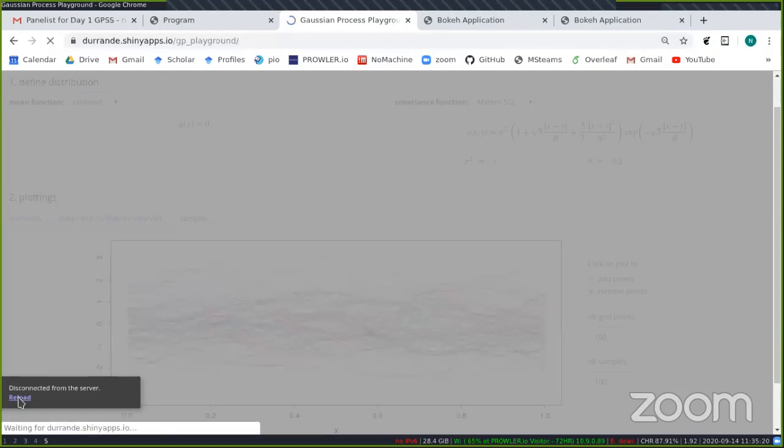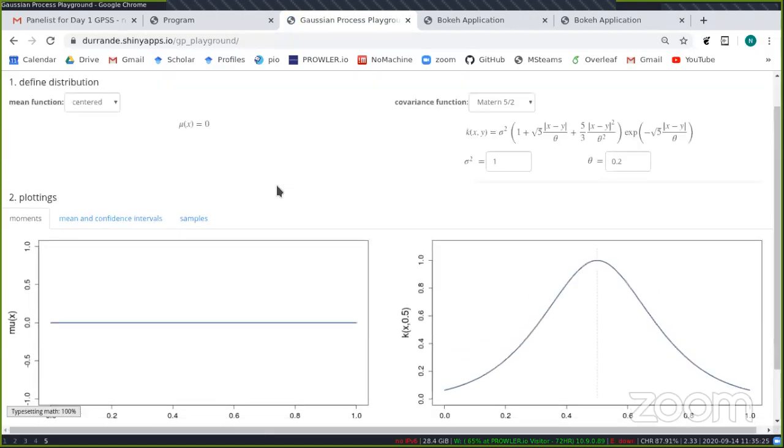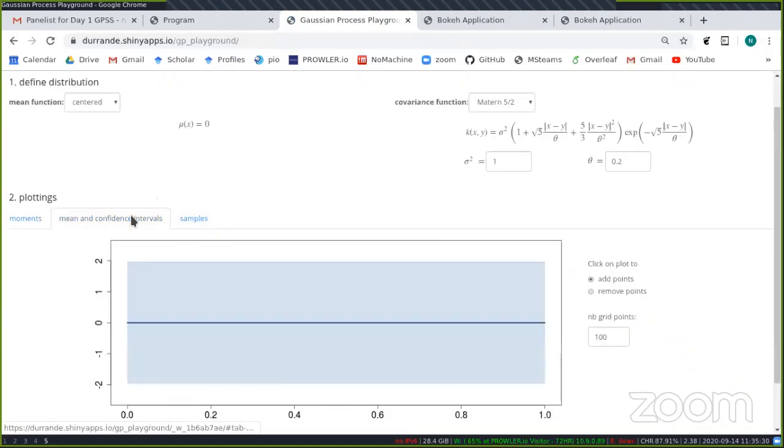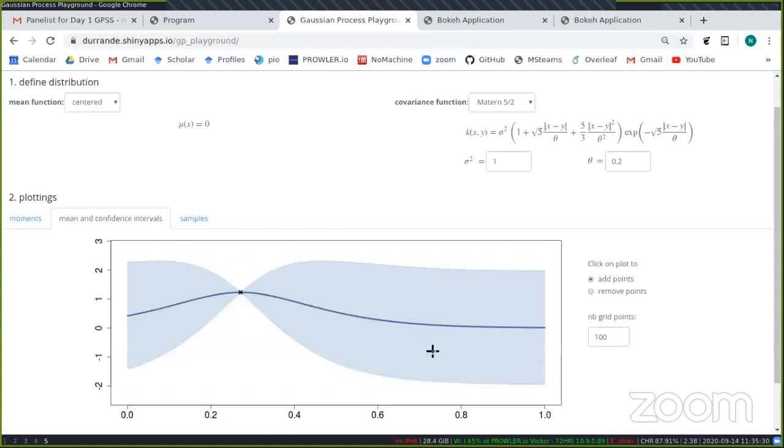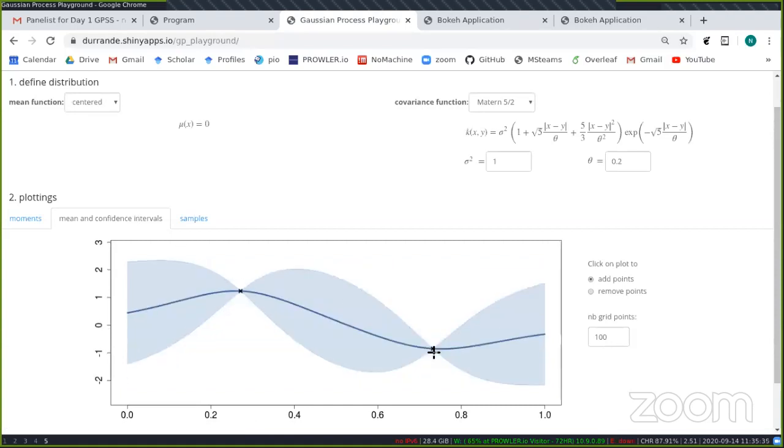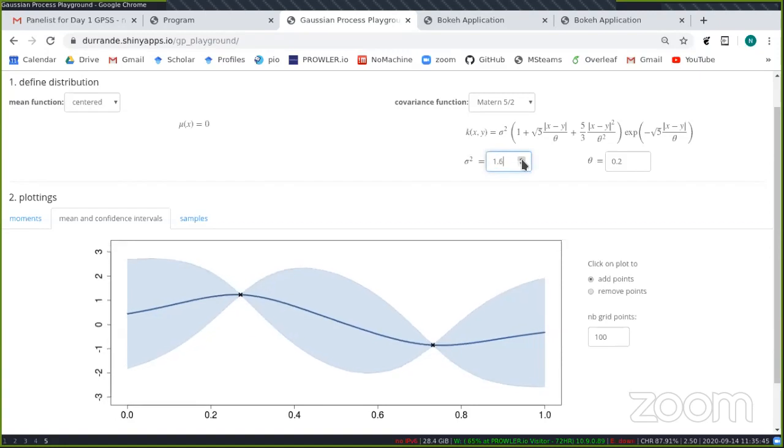Let me reload this page. It should just take a second. Okay, so here's an example of a Gaussian process model. I have 2 observation points in here. The mean of the model is 0, and I have a Matern 5/2 covariance function. If I increase the variance in here, the confidence intervals are growing bigger and bigger, but the function itself for the mean does not change.